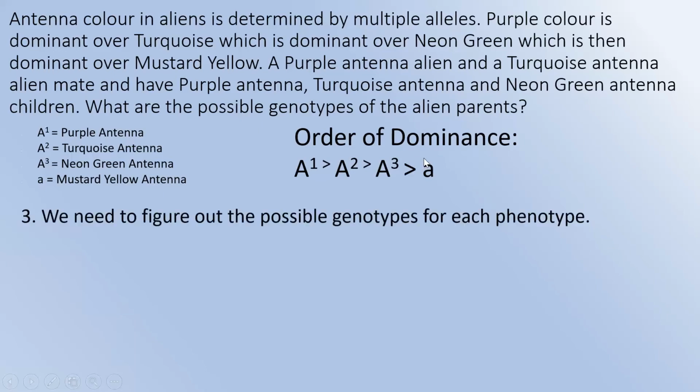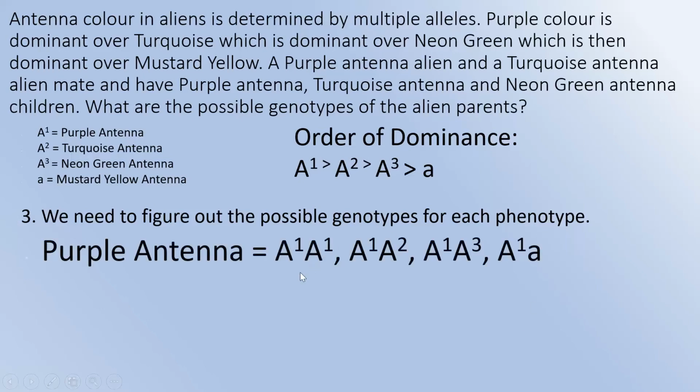But let's figure out the possible genotypes for each phenotype. What this means is, what are the possible genotypes, or combinations of these alleles, to get purple? What about turquoise? What about neon? What about mustard? I'd like to invite you to map that out, because this is a very good skill to have and something you'll need to be able to do. So I'll give you about 5 seconds here to pause the video, not 5 seconds to do it. So 5, 4, pause the video, 3, 2, 1, and we are back.